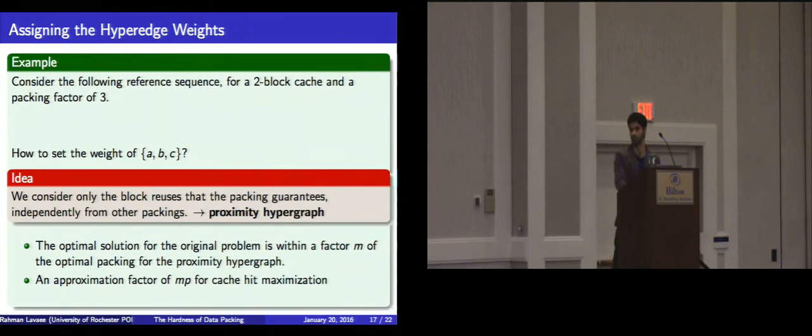So overall, we have an approximation factor of m times p, because we are going to use a p-factor approximation algorithm for the hypergraph packing problem, for the cache hit maximization.